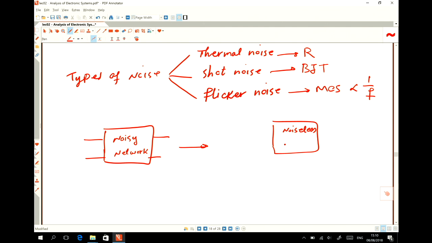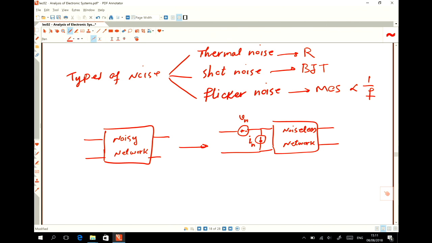a noiseless network in conjunction with two sources of noise, which we call the input-referred noise sources. I mean that any element inside this network which creates noise, including the transistors and resistors, we move that source of noise to the input of this two-port network, and then we have a noise-free, or noiseless, network in conjunction with the sources of noise.